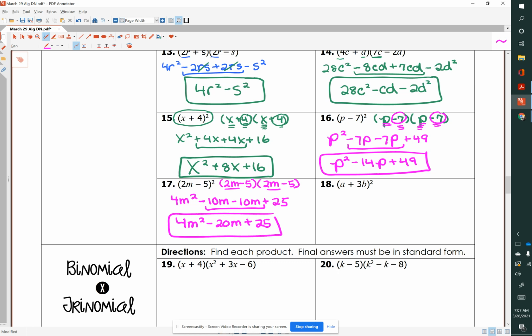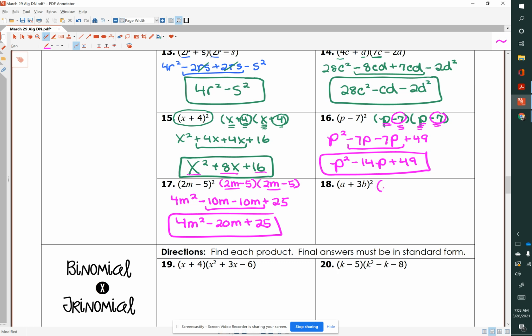So I hope you're starting to see kind of a pattern here. x plus 4 squared gave us x squared plus 8x plus 16. p minus 7 squared gave us p squared minus 14p plus 49. 2m minus 5 squared gave us 4m squared minus 20m plus 25. So start looking for patterns here.